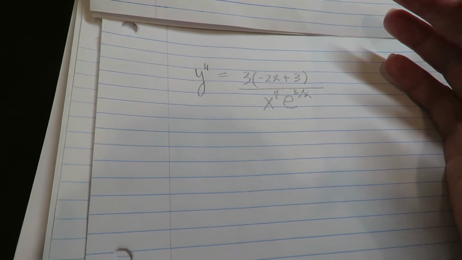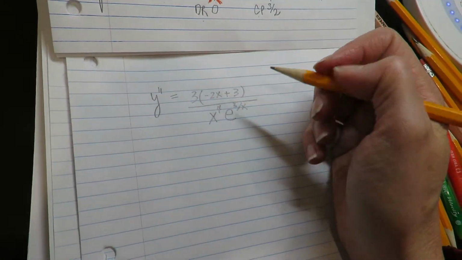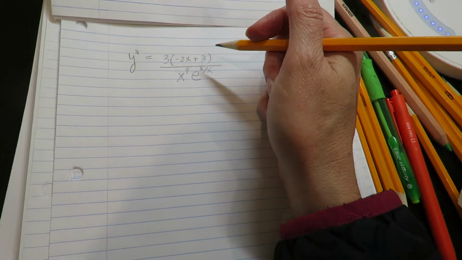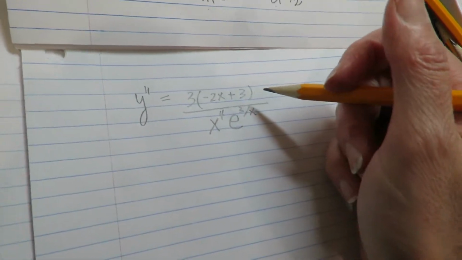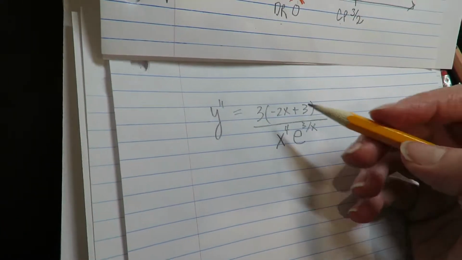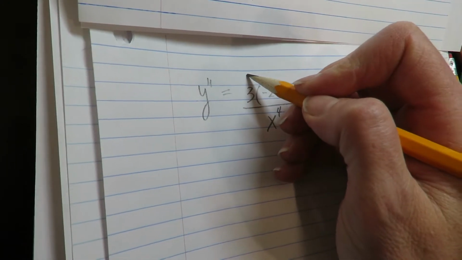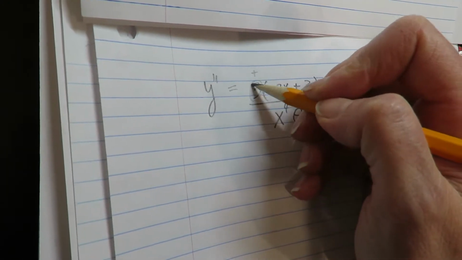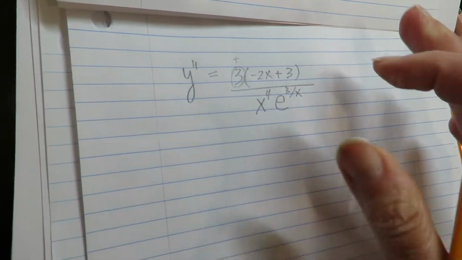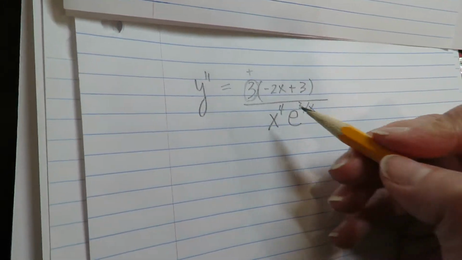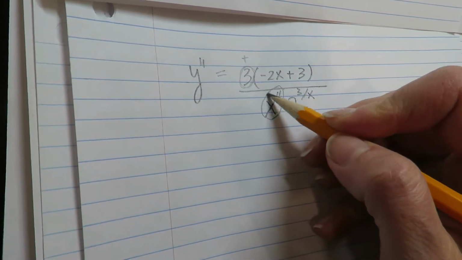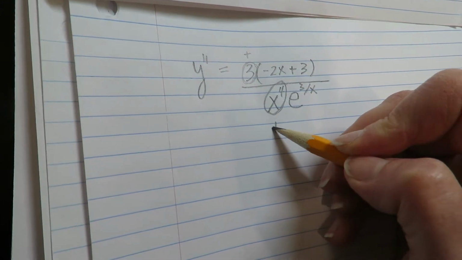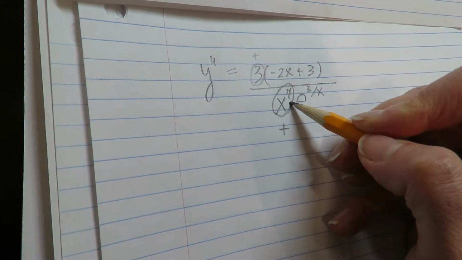Alright, so the first thing is you want to know if anything is ever strictly positive or strictly negative. So for instance, the 3 is a positive 3. This little guy right here will always be positive. There's no variable there, so there's no plug-in. This x to the 4th will always be positive. So I'm not going to plug into that.